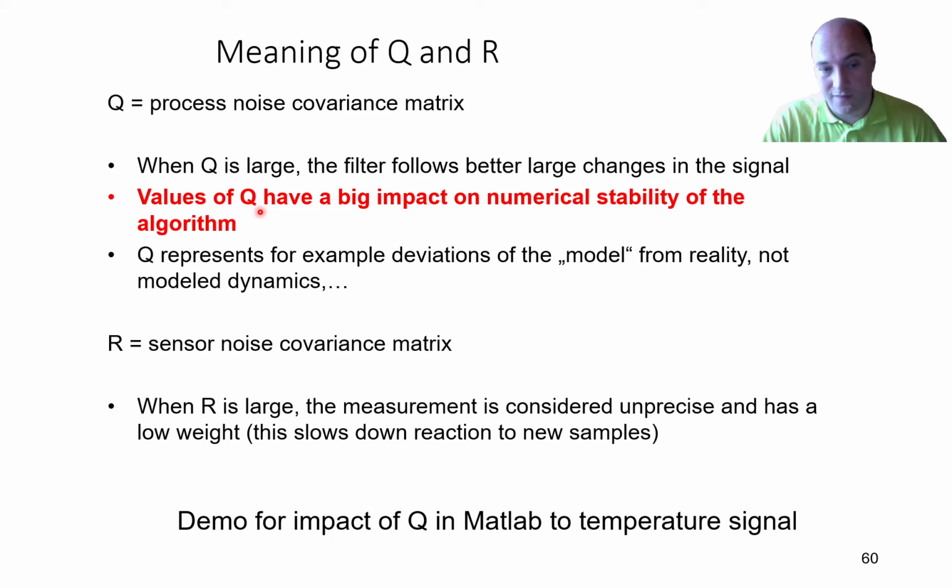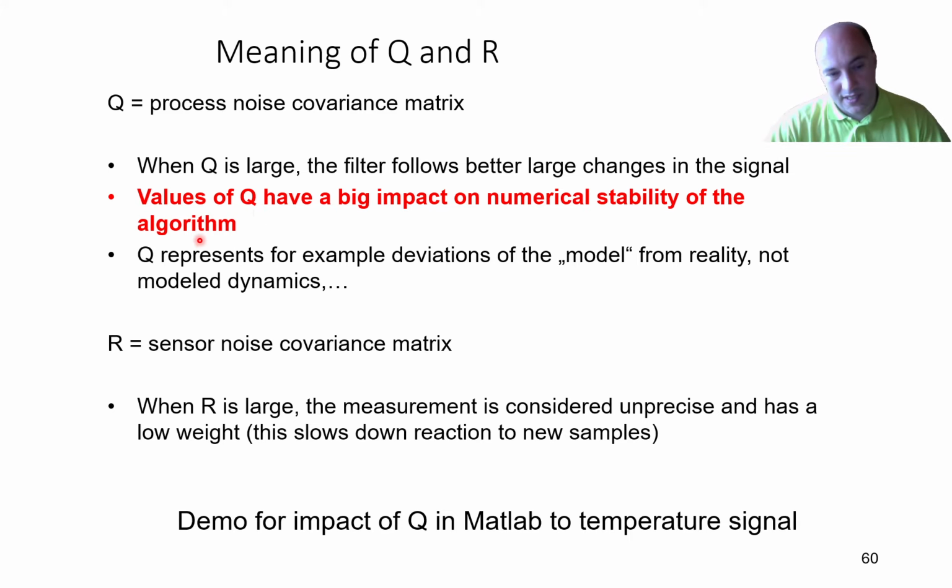Unfortunately, the value of Q has a big impact on the numerical stability of the algorithm. So if you don't choose the value of Q correctly, it will be numerically unstable, so you may get results that are not meaningful.